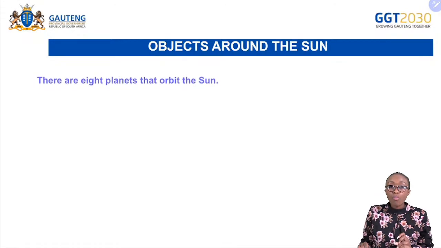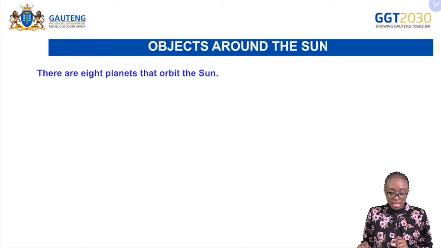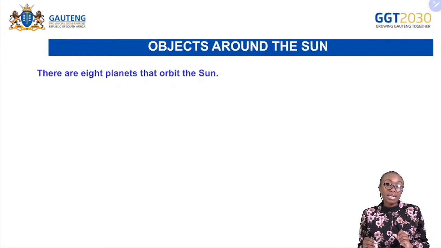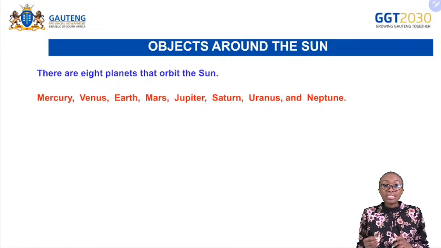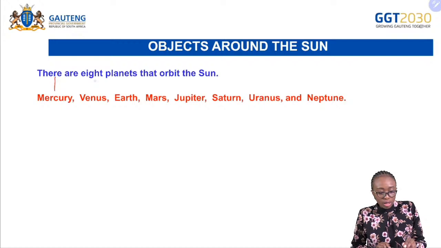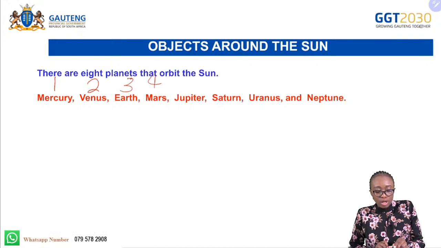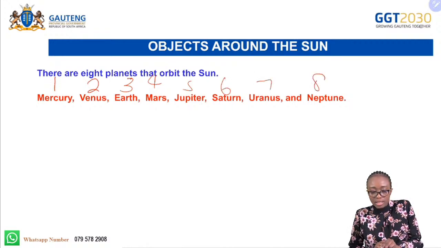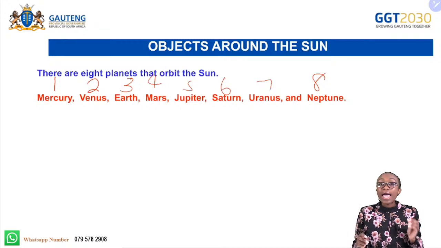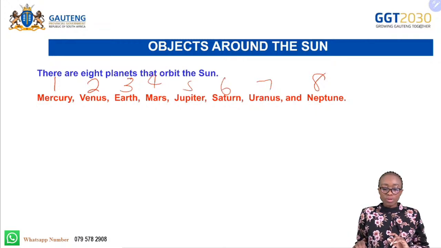Now, let's talk more about the objects around the sun. There are 8 planets that orbit the sun. What are these planets? Mercury, Venus, Earth, Mars, Jupiter, Saturn, Uranus, and Neptune.